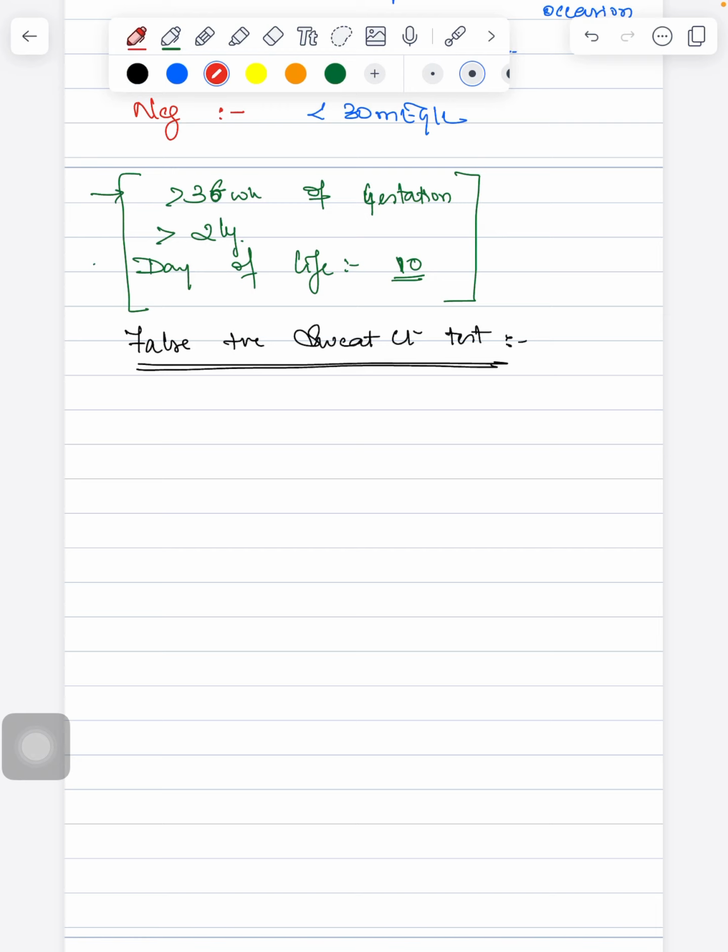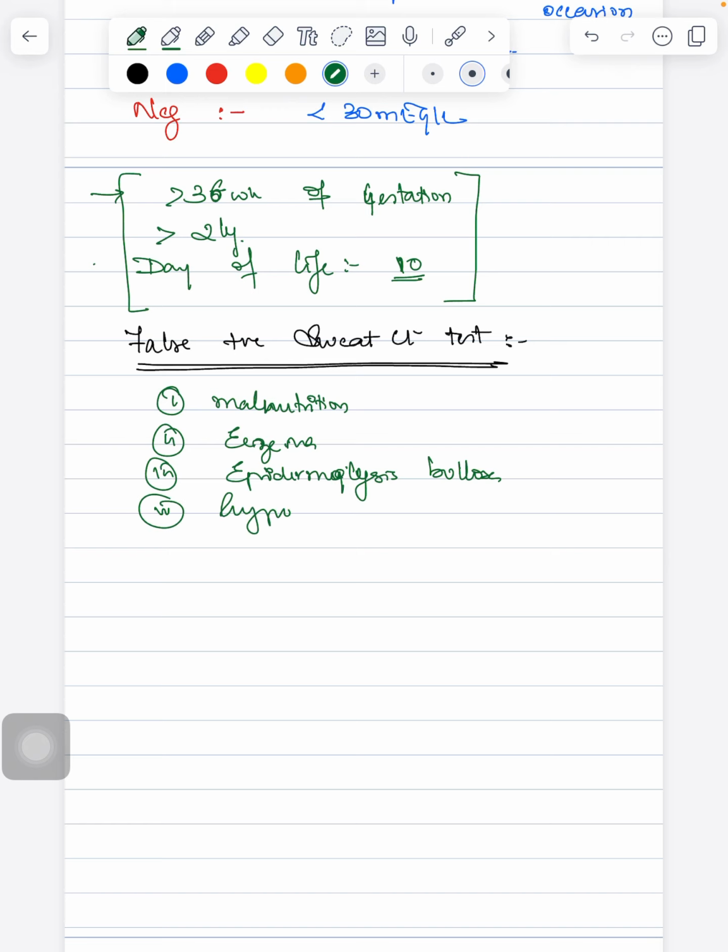False positive sweat chloride will be present when the child has malnutrition. Second, in eczema, that is atopic dermatitis. Third, in epidermolysis bullosa. Fourth, when the child has hypothyroidism. Fifth, in a child with congenital adrenal hyperplasia or adrenal insufficiency. So these are the situations in which you can have a false positive sweat chloride test.